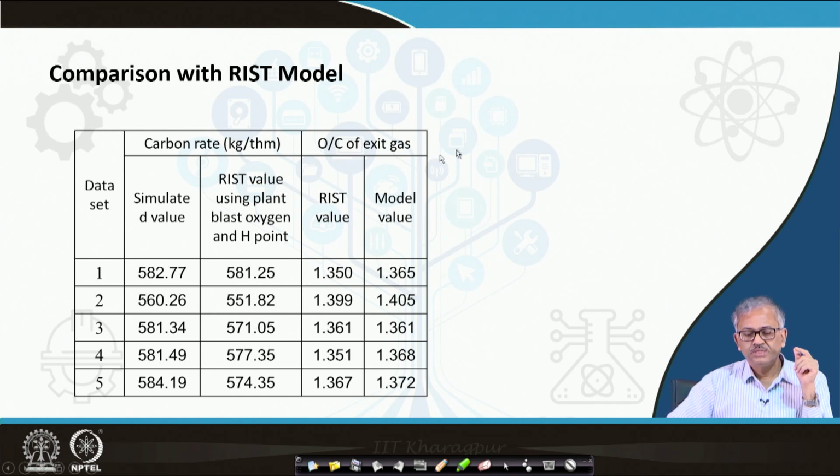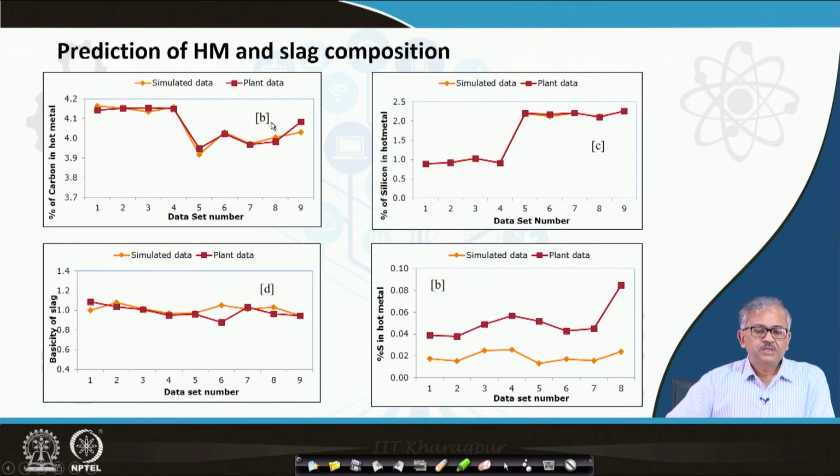Also the O by C in the exit gas, you can find a very close match. So, this model is working. Now, if you want to predict the hot metal and the slag composition also, you can see that is the percentage carbon in the hot metal. You can see there is a close match with the different data sets.